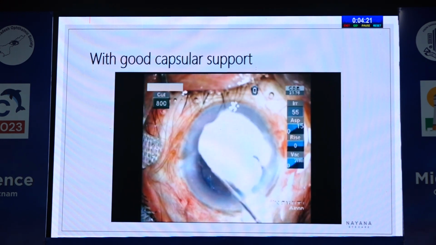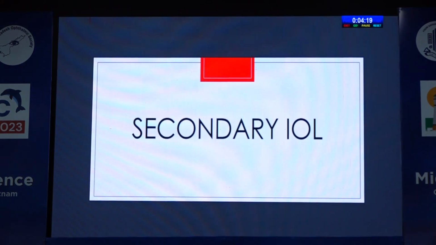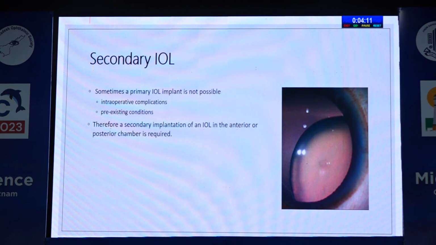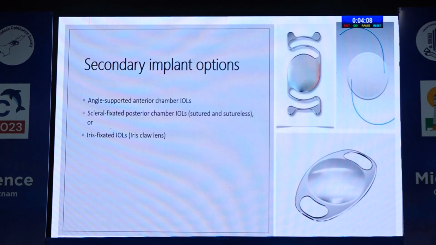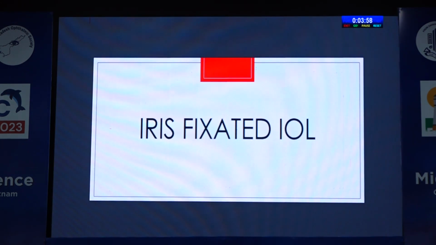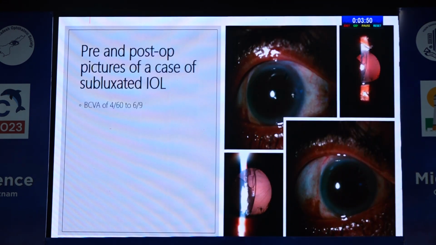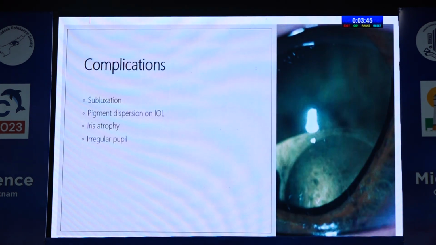a more physiological position. So basically, any secondary IOL is an IOL that is placed not at the same time of cataract surgery, but much later. It can happen due to pre-existing conditions or intraoperative complications. We have many secondary IOL implant options, most popular being scleral fixated IOLs and iris fixated IOLs. I think Dr. Jaya Madri is speaking about iris fixated IOLs later, so I'll be skipping that part. You can have a very good result with an iris fixated IOL, which she'll be showing you shortly.